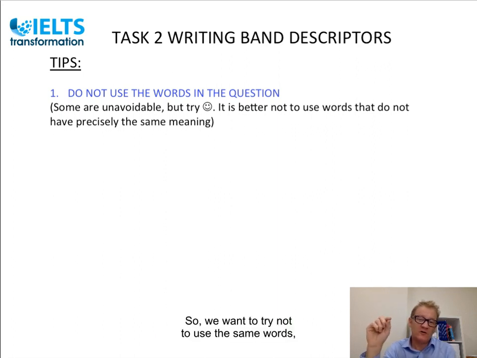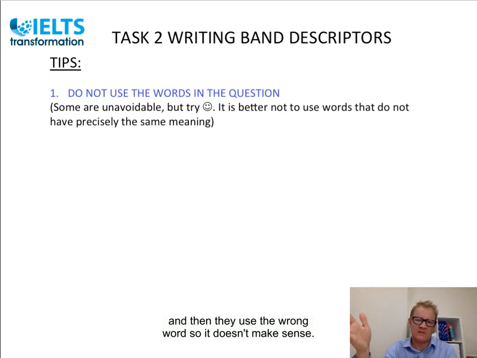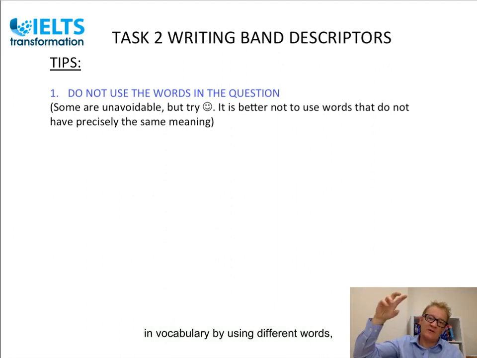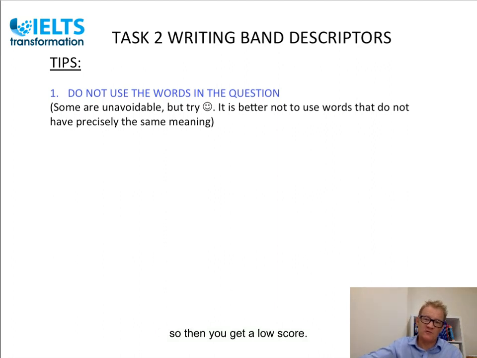So we want to try not to use the same words, but don't try too hard. A lot of people try really hard and then they use the wrong word, so it doesn't make sense. In other words, you're trying to get a high score in vocabulary by using different words, but you're using the wrong ones, so then you get a low score.